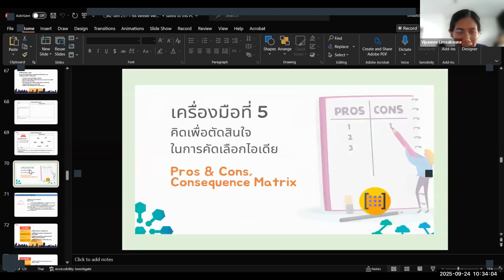The next one will be idea selection tools, or make-choice tools, where we will prioritize our thoughts and select our ideas. Examples of these tools are pro and con and the consequence matrix. Okay, let's take a look at it together.